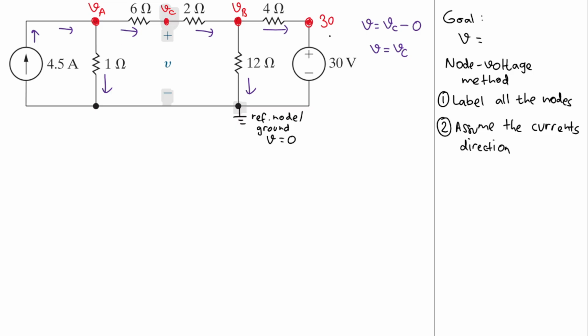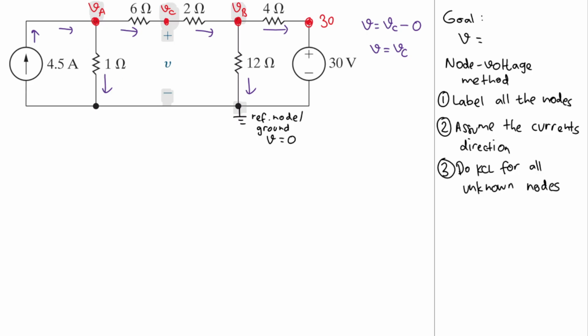Now what can we do? We need to do KCL for all unknown nodes. Do KCL for all unknown nodes. Okay, we have three nodes, right? VA is unknown, VB is unknown, and VC is also unknown. So we need to do KCL at all those nodes.